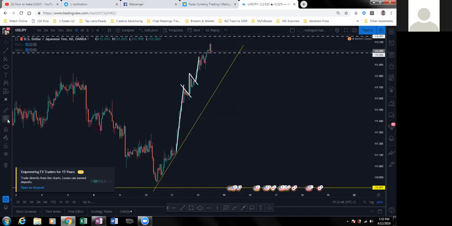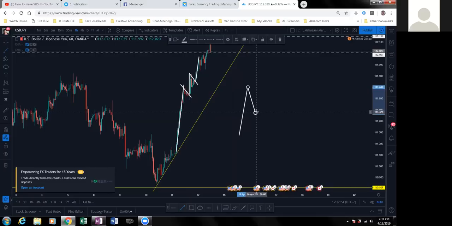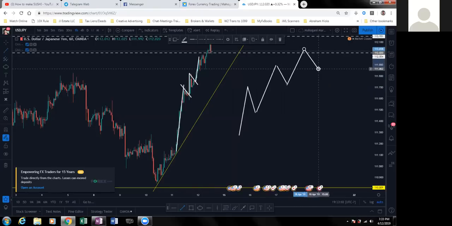You have impulse, you have correction, you have continuation. Then it goes correction, continuation, correction, continuation. So even though I'm saying impulse, correction, continuation, this continuation is now my next impulse, correction, continuation. This continuation is now my next impulse, correction, continuation. So this is still impulse, correction, continuation, correction, continuation, correction, continuation. Same thing, impulse, correction, continuation, impulse, correction, continuation.